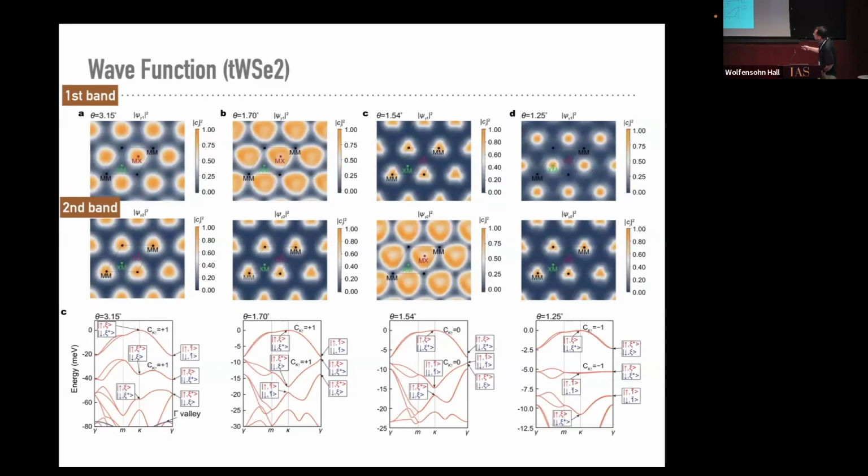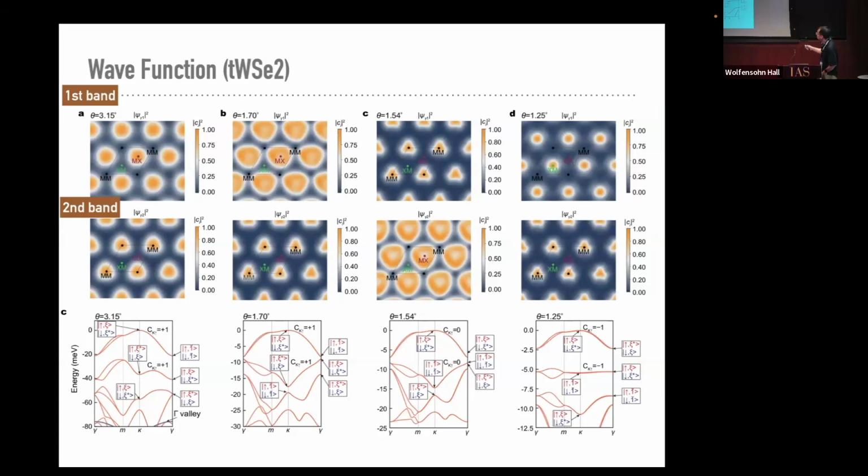So shown here are the wave functions at the gamma point of the first and the second moiré bands. Now you can see that the first band is located at the MX point, but the second band is already located at the MM point. And the Chern number is 1, 1.